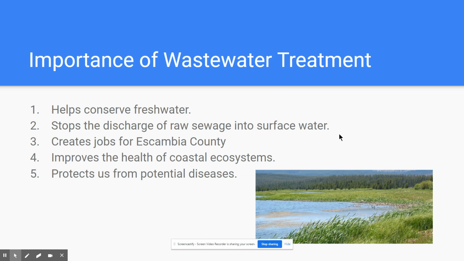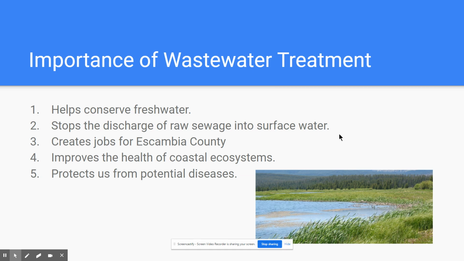Well, number one, it helps conserve fresh water. You guys learned in the last lesson that we have a water scarcity problem. The fact that there is not a lot of fresh water on this planet. So the water that we do use, which becomes waste, we need to be able to take that and clean it to help conserve the amount of fresh water. Also, it stops the discharge of basically raw, nasty sewage into the environment, into the surface water, into lakes, into rivers and stuff like that.